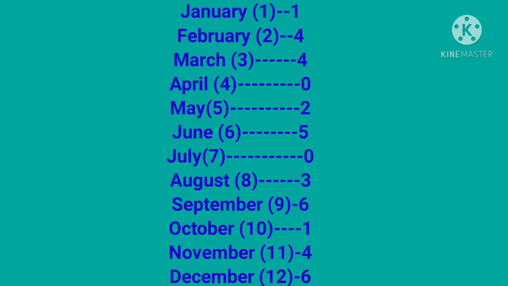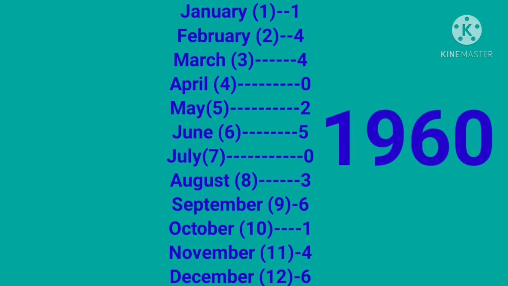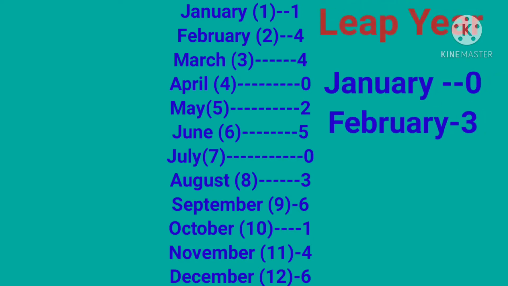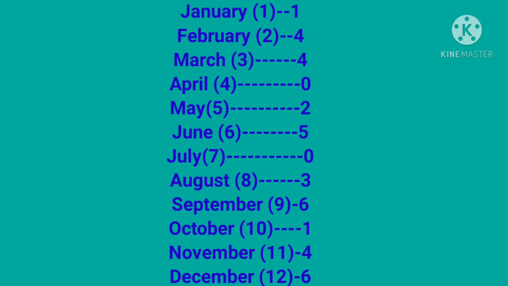And suppose the given year is a leap year, that is, if the last two digits of the given year are divisible by 4, then we say it is a leap year. For example, in 1960, the last two digits, 60, are divisible by 4, so it is a leap year. In that case, the code for January becomes 0 and February becomes 3, and all the rest of the months have the same codes. There is no change.